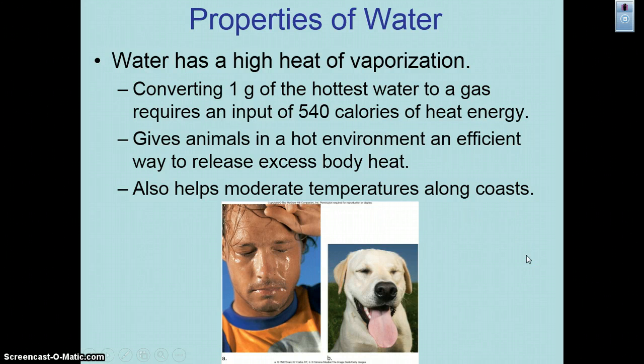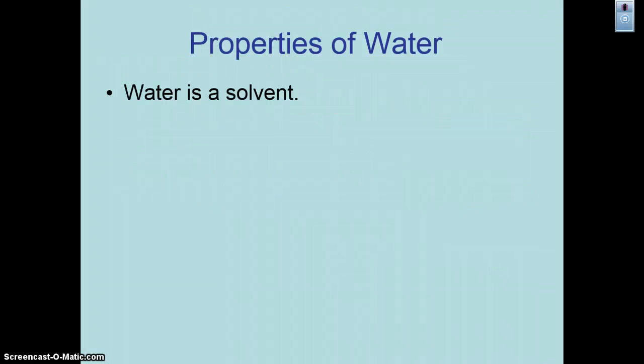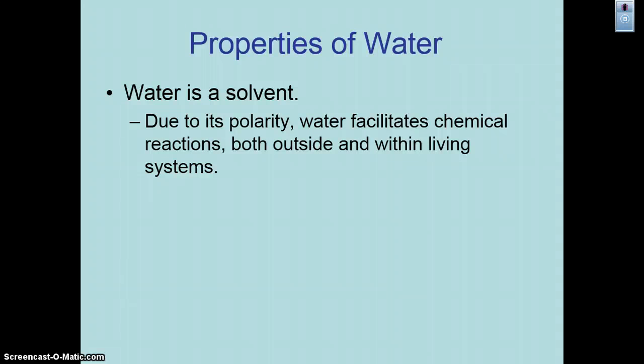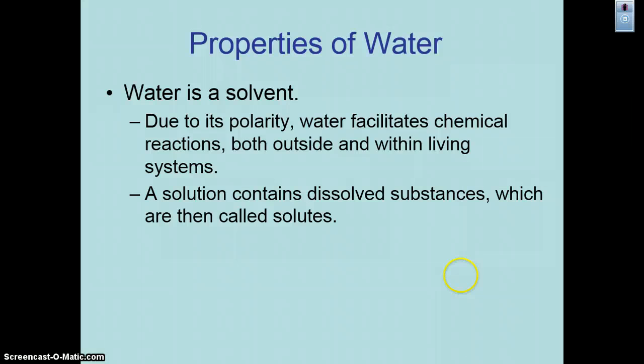It also moderates the temperatures along the coast when you look into the physical science aspect of the properties of water. We also know that water is a solvent. It's the universal solvent, and due to its polarity, it will absorb and surround lots of things, whether they're inside or outside living systems. Remember that like dissolves like, so water's polar, so it will dissolve other polar substances, and most substances we deal with on a daily basis are polar substances.